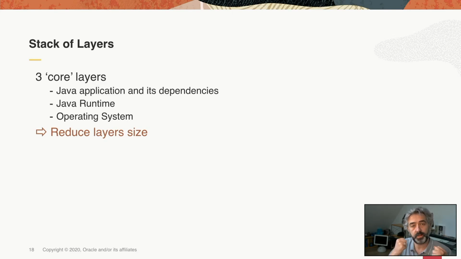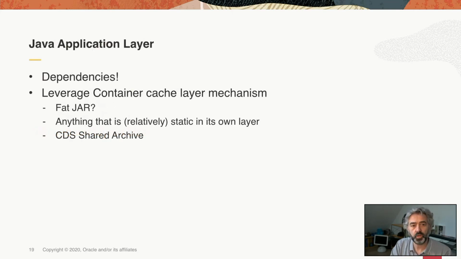Why? Because anytime that image has to start, all the bits have to be fetched from the registry. So obviously there will be a difference if your container image weighs 100 megabytes or if it weighs 1 gigabyte. So the goal is really to try to reduce as much as we can the size of those different layers. So if we look at the Java layers, there's not much that we can do.